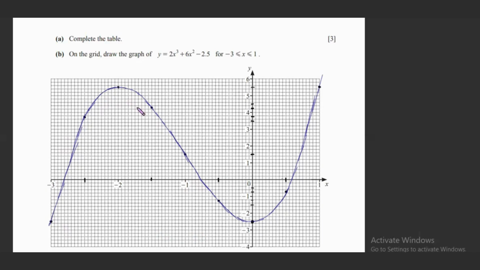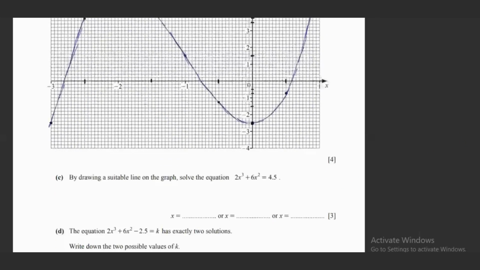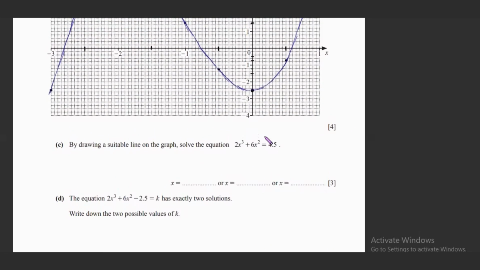So I have connected the points, and this is how the graph will be. But make sure that the graph is a smooth curve. I have some feathering lines here, so make sure you avoid that and draw a smooth curve. Then let's move on to the next part of the question.